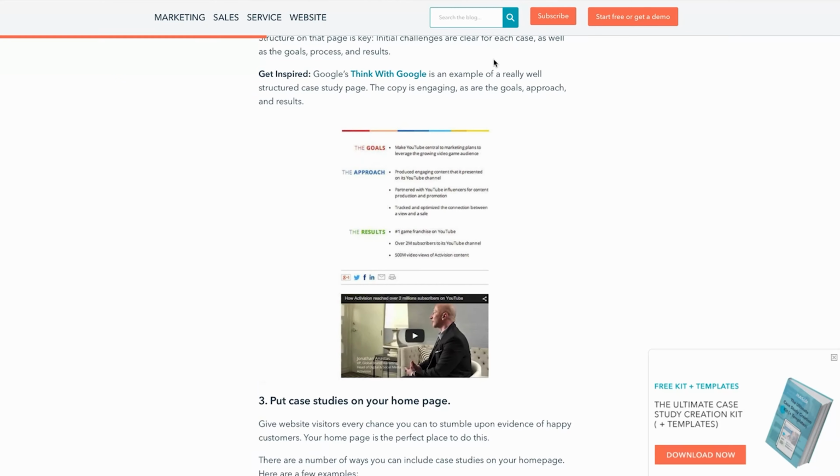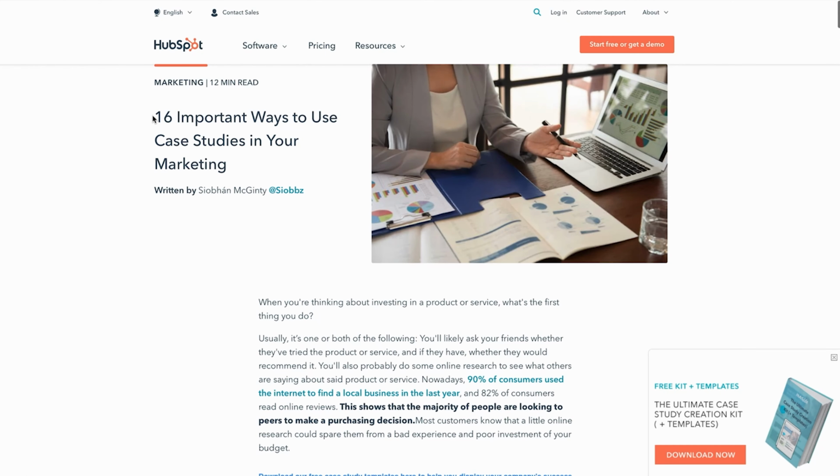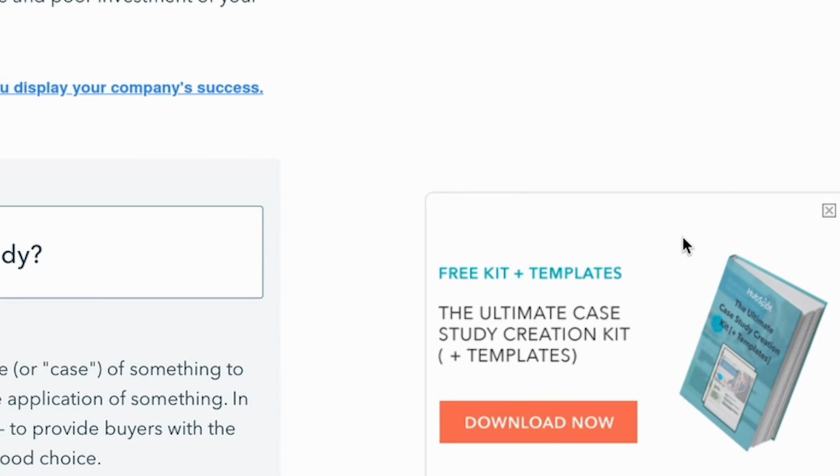Here's another example on the HubSpot site. This is all about how to use case studies in your marketing. And then look down in the bottom right hand corner, we've got this free kit and templates, the ultimate case study creation kit plus templates. So we've got the kit, which looks to be basically an ebook, but kit sounds way cooler than just another ebook. And then we've got the templates. These are the things that we can just fill in the blanks. They're really easy for us to do.